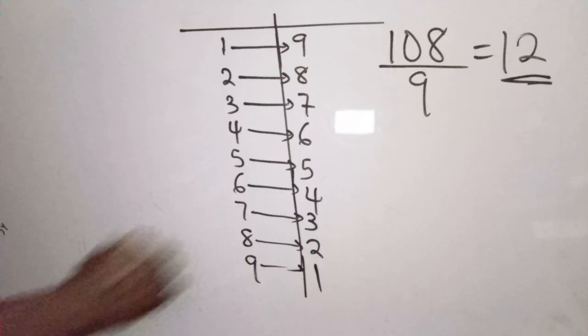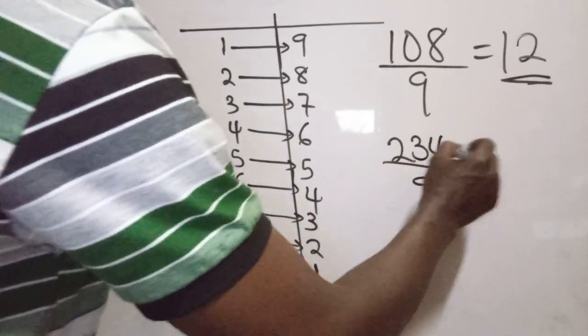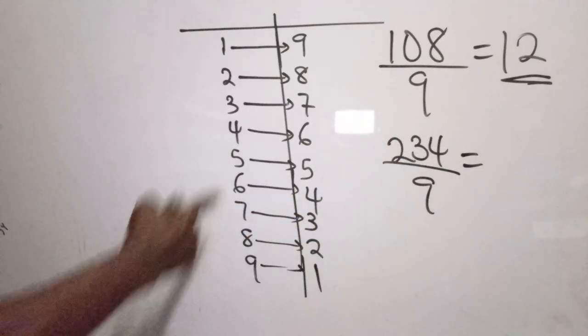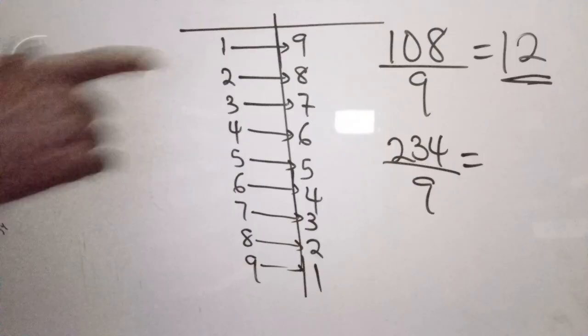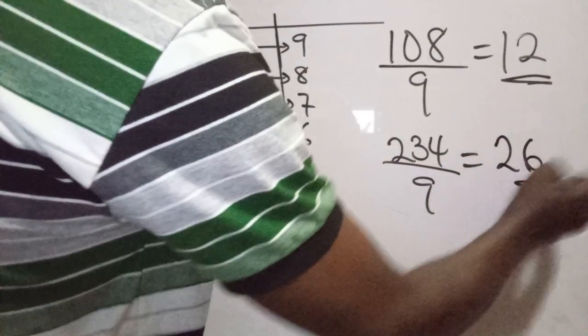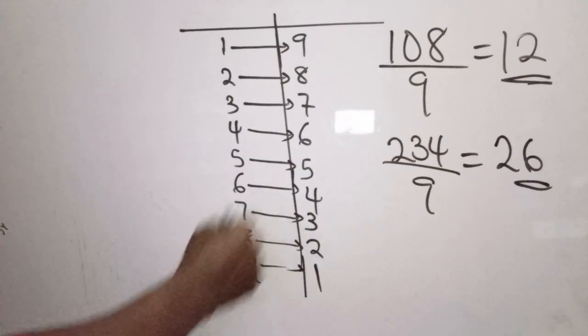The second question is what? 2, 3, 4 all over 9. The last digit here is 4. So 4 maps what? 6. So your answer must end in 6. And the first digit is 2. So you put 2 and 6. That's all. You check your calculator. That's the answer. Now let's look at another one.